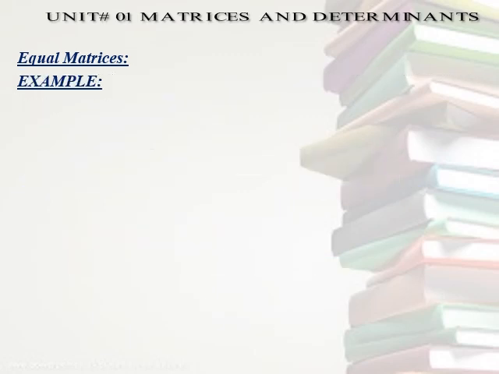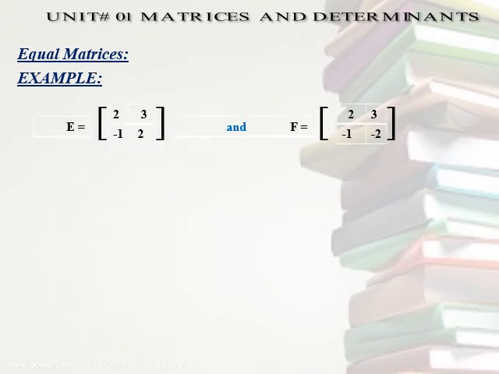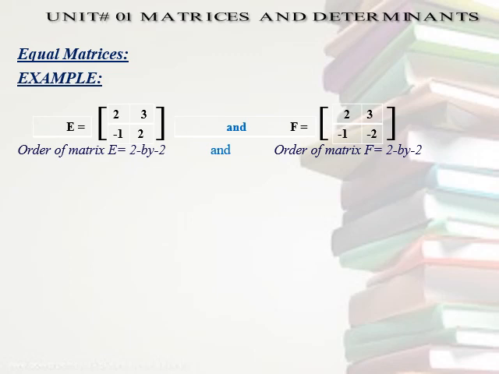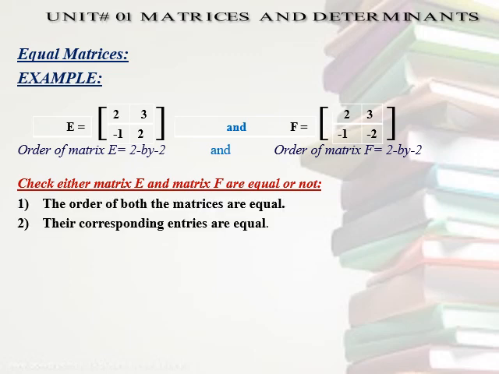Let's do an example. I am taking two matrices E and F. The order of matrix E is 2 by 2 and the order of matrix F is also 2 by 2. Check whether matrix E and matrix F are equal or not. The first condition is the order of both the matrices are equal, which is true. And the second condition is their corresponding entries are equal. Let's check their corresponding entries.